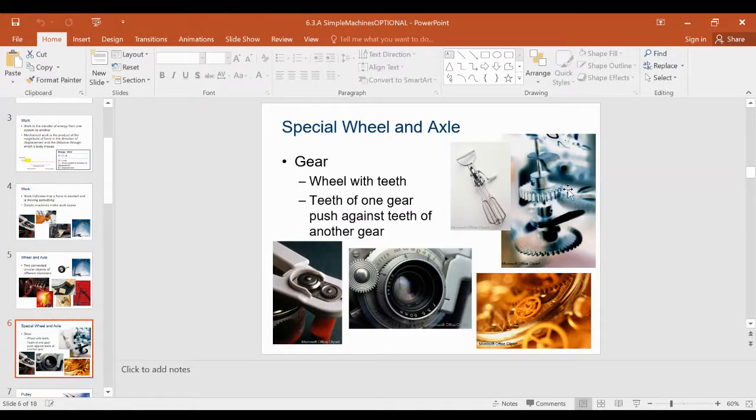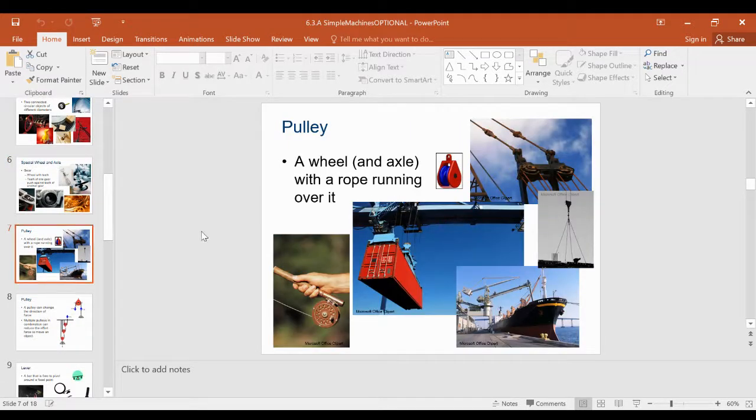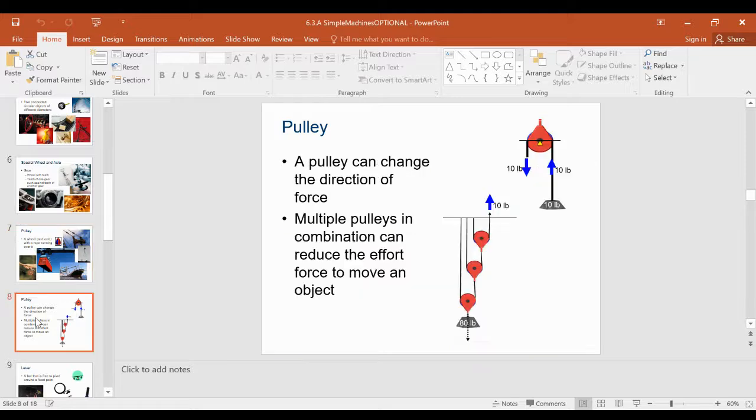A special type of wheel and axle is a gear. That's a wheel that has teeth on it. And those teeth get to push against another one so that you can make more than one thing move. A pulley is a wheel and axle with a rope running over it. Okay? So wheel and axle, but then the rope is used. There's a couple of things. A pulley can change the direction of the force. This is a simple pulley. Or multiple pulleys can reduce the effort force to move an object.